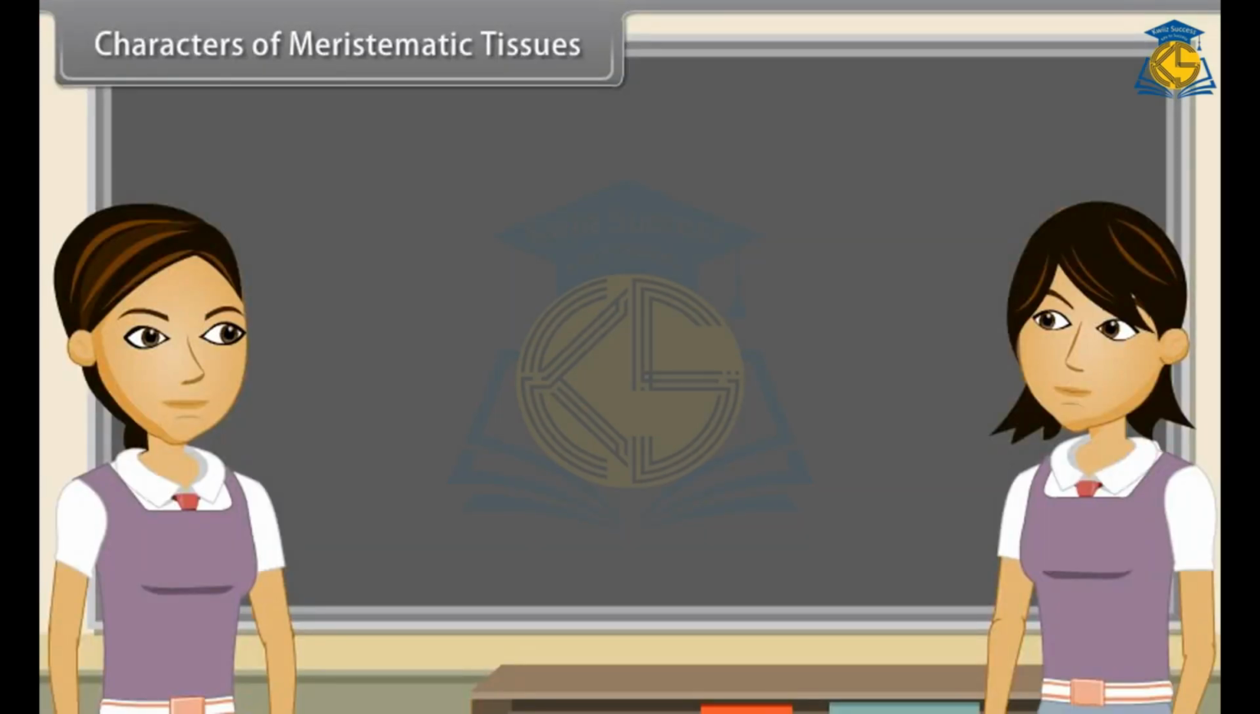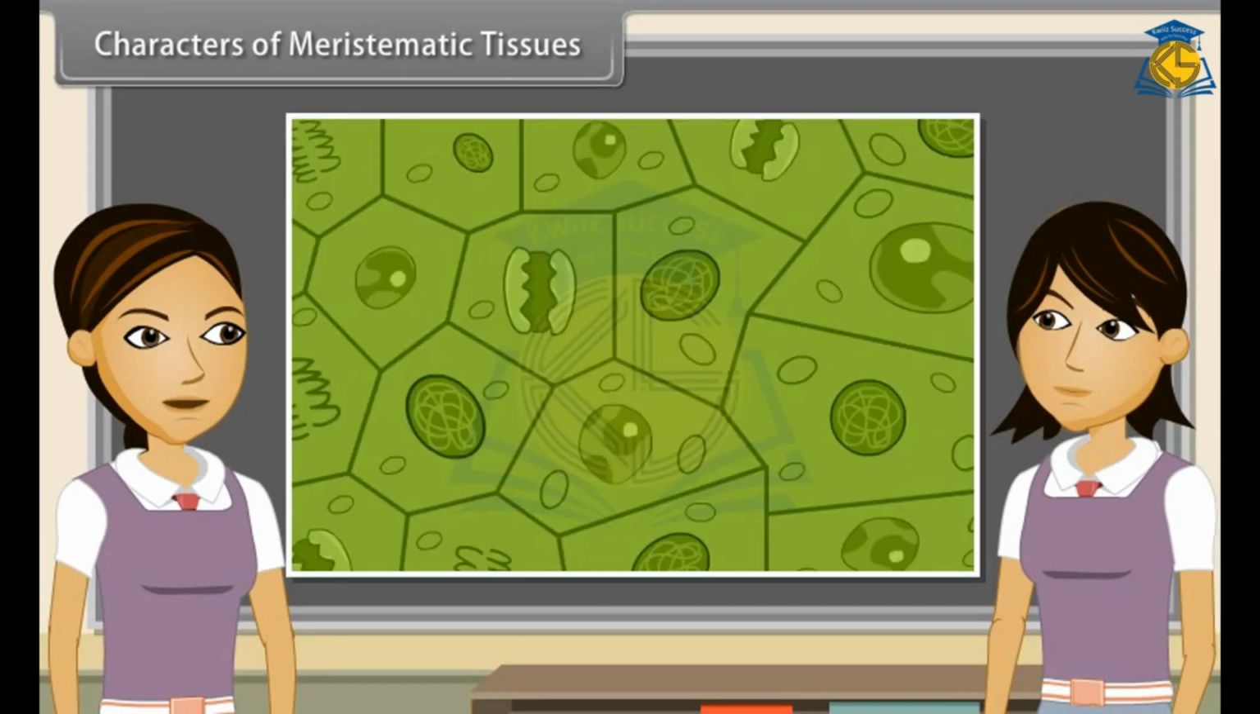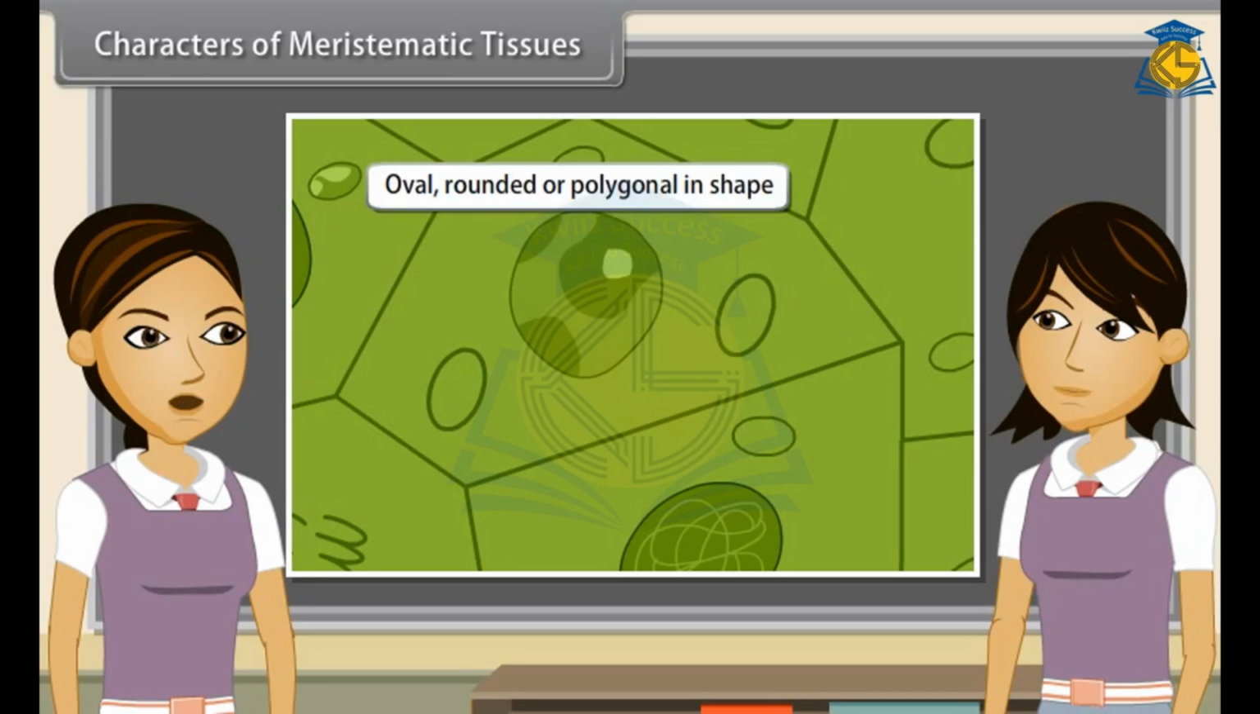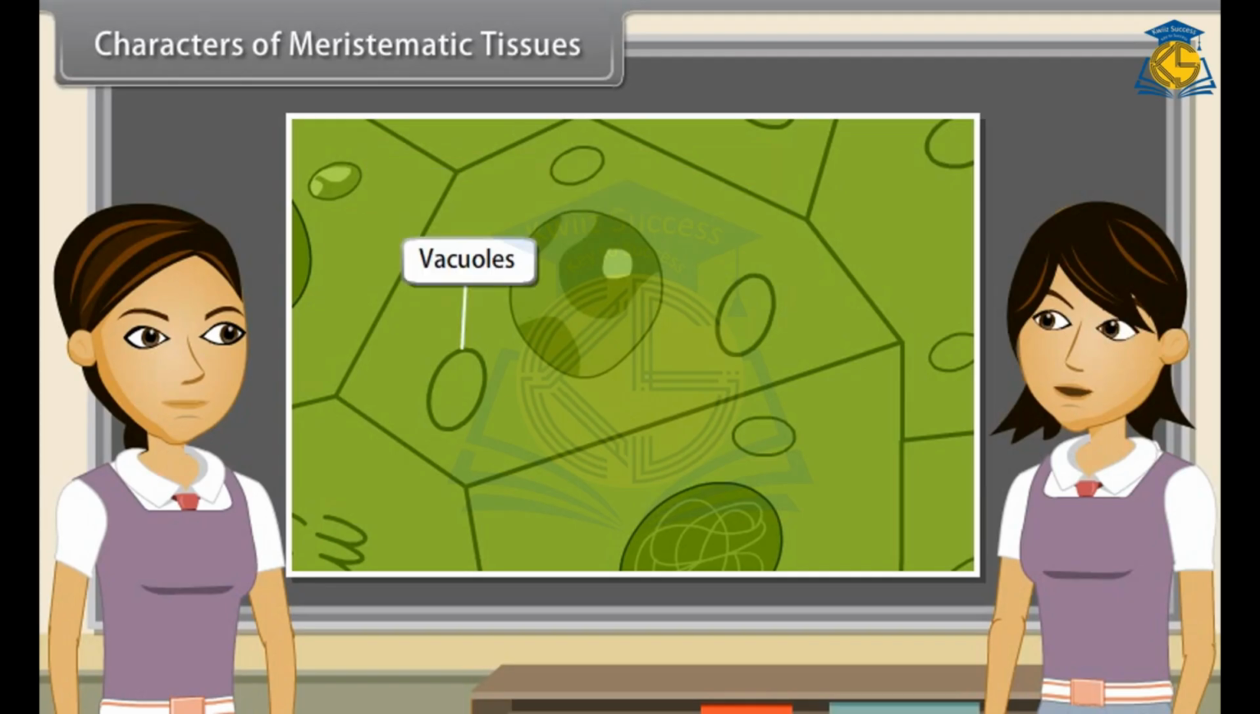Characters of meristematic tissues. Meristematic tissues are very active, thin-walled, isodiametric living cells. Their cell wall is formed of cellulose. They are oval, rounded, or polygonal in shape. Their cytoplasm is dense, vacuoles are small-sized, and nuclei are prominent. They divide throughout life, so they help in growth.